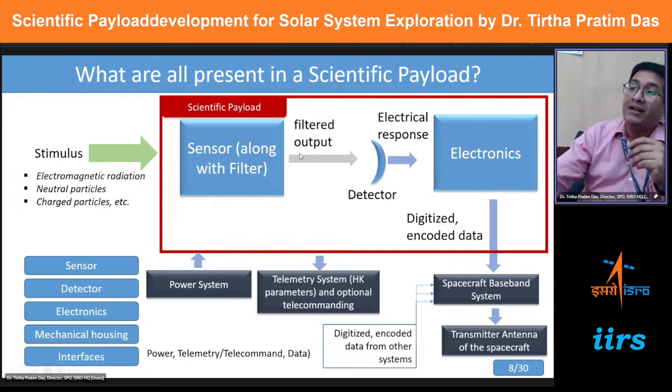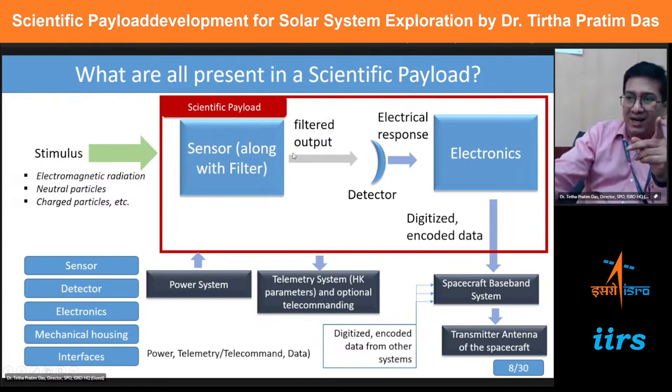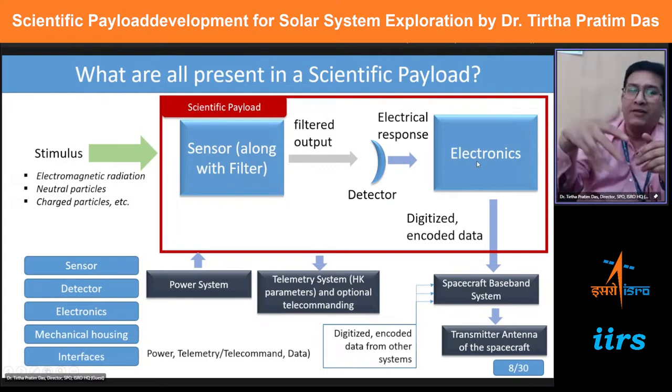So at the output, you get a filtered output and there's a detector. There are people who use sensor and detector interchangeably. So here I will deliberately treat them as different entities. It will be easy to understand. So detectors are the ones which take the filtered output as the input and they give an electrical response, analog electrical response in general, which goes to the electronics of the system. Often we call it the back-end electronics. So what is in the front end? The sensor.